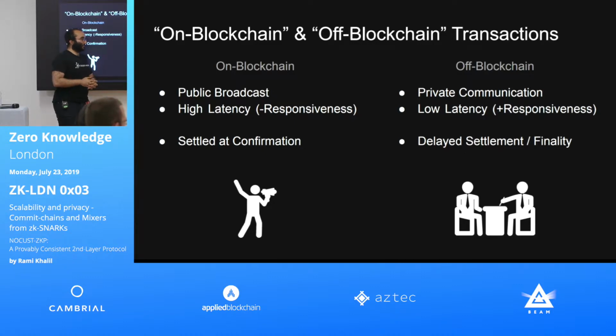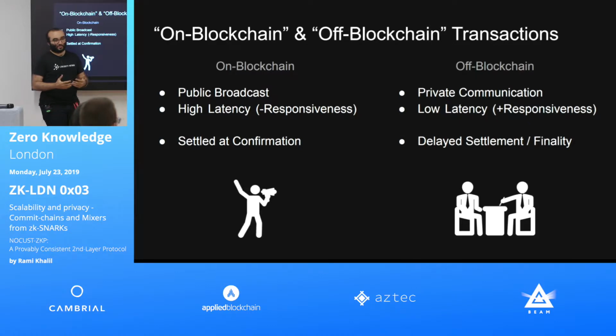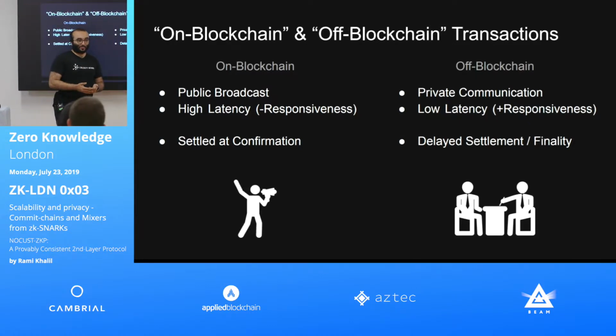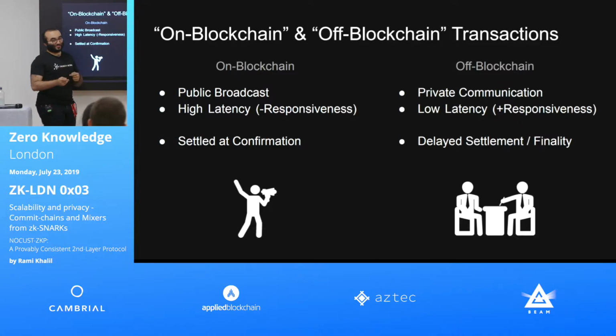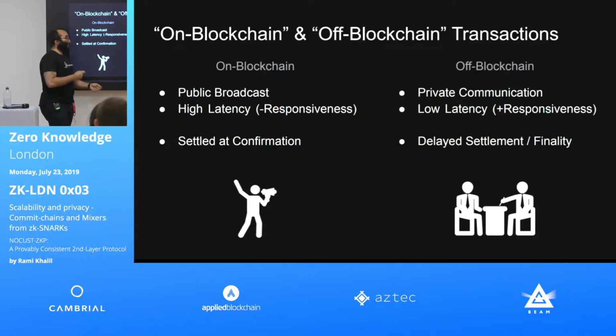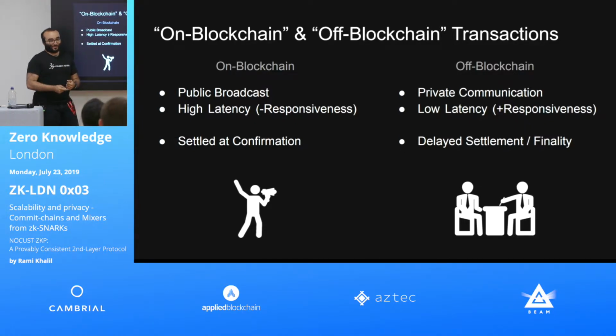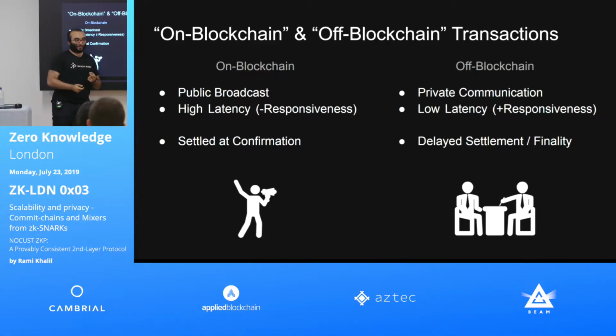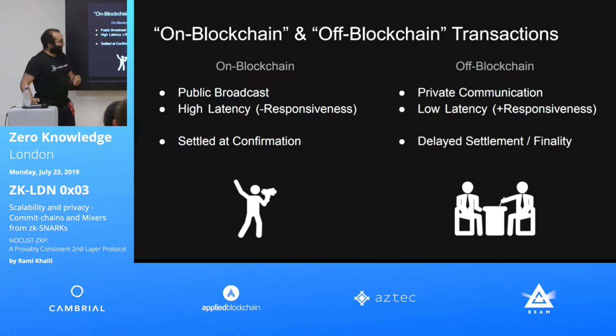At, of course, the cost of delayed finality of this transaction, because eventually this operator needs to submit a transaction into the blockchain, and this transaction needs to be included and needs to include your transaction. But it's all a matter of responsiveness, at least from my perspective, because you want high responsiveness in whatever applications, wallets, or user experiences that you're trying to achieve.